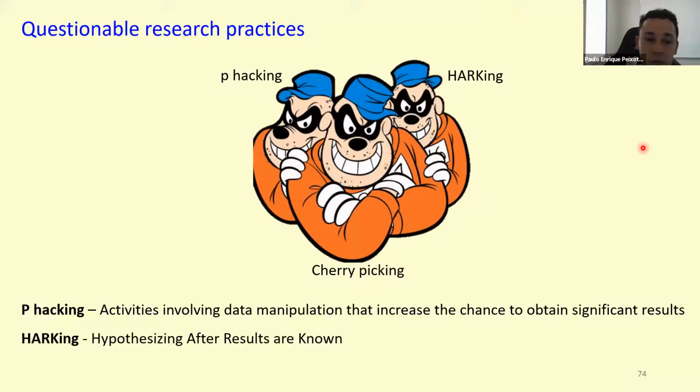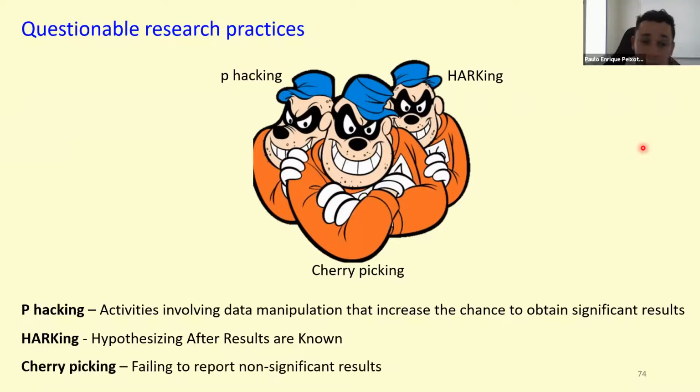HARKing comprises the initials of hypothesizing after results are known, which is basically the example that I just gave to you, okay? When you create a hypothesis after seeing a result, but present it as if it was your original hypothesis. And again, the reader won't be able to know that. And the last one, which is cherry picking, is when you fail to report non-significant results because in fact, some journals, some reviewers, they do not like non-significant results very much, and you may have more difficulty publishing your article, and some people may avoid it.